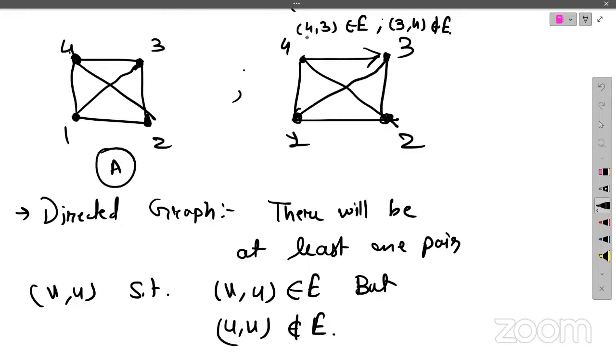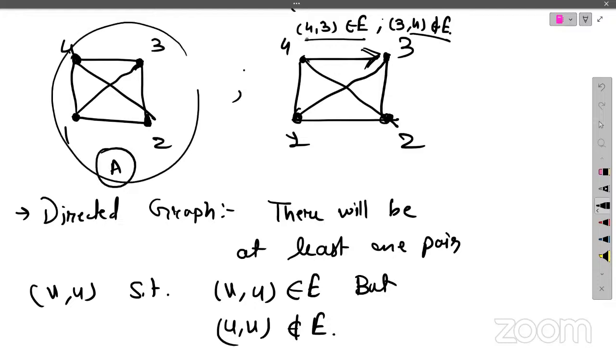See, directed graph means there will be one pair which does not satisfy the symmetric relation. Symmetric relation means there is an edge from V to U, but there is no edge from U to V. So for example, in this graph, there is an edge from 4 to 3, but there is no direct edge, obviously, from 3 to 4. So here the significance of direction is there. You can move in this direction, but you cannot reverse it. So such kind of graph is known to be a directed graph.